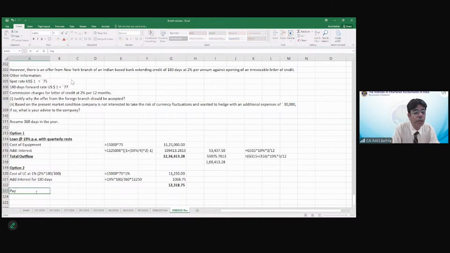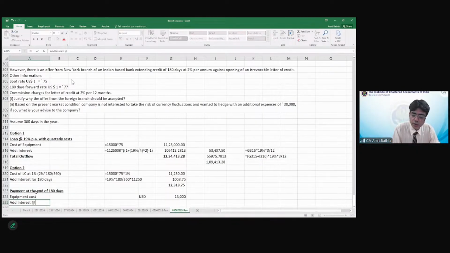Okay. Now, what will be the payment that you will have to do? Payment at the end of 180 days. So, what is the payment you will need to do over here? Obviously, I have my USD obligation. So, I have to pay for equipment. Equipment cost is 15,000. This is in USD. So, I'm going to write over here USD. Okay. Add interest.